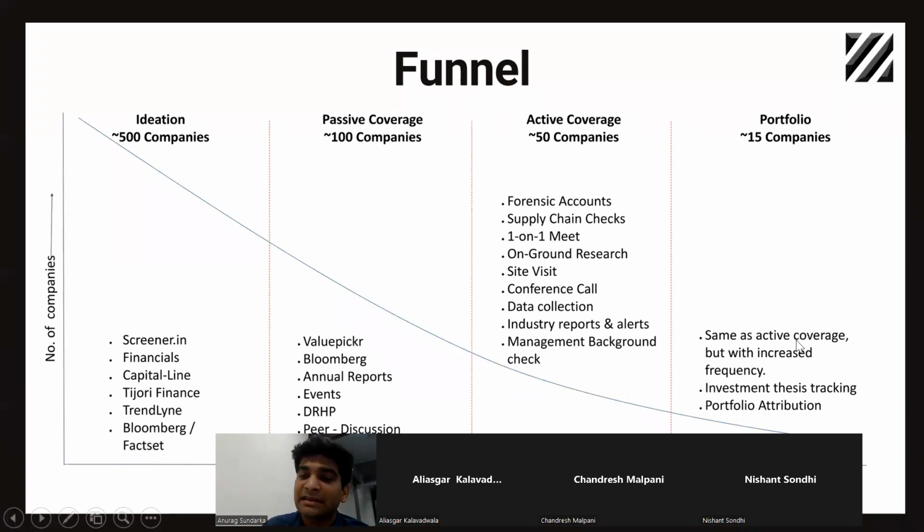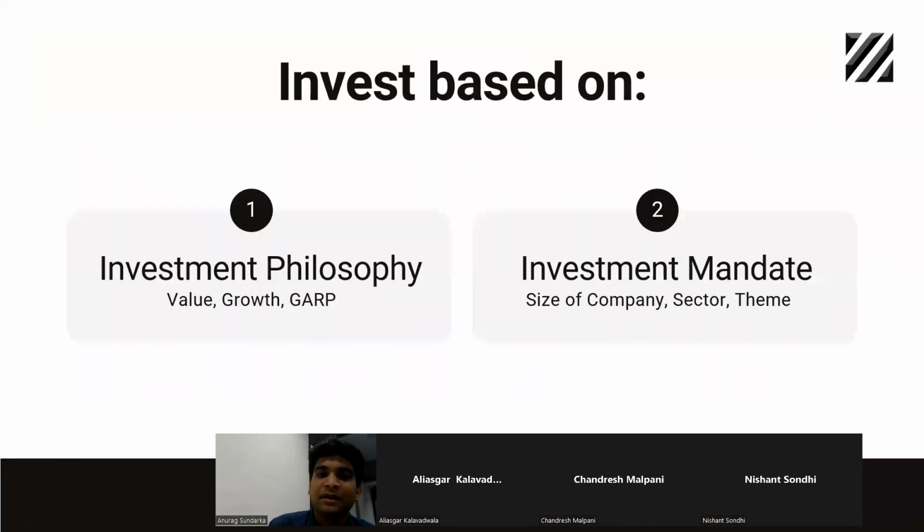These are companies where money is actively invested, where money is actually put. And even if we have to slow down this coverage to focus more on the companies that we have already invested in, we will do that. These are the most important companies for us because these are our portfolio companies and will require a lot of time and effort.